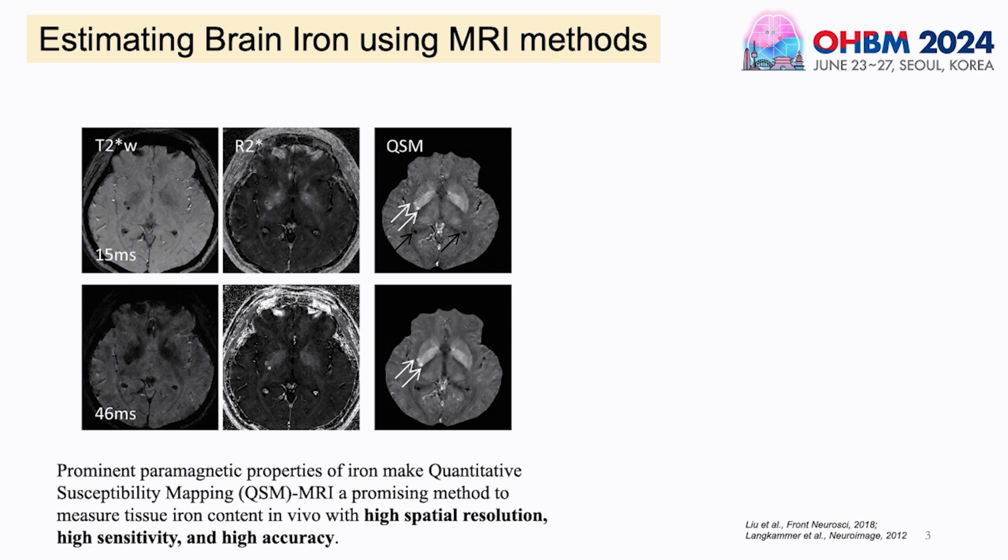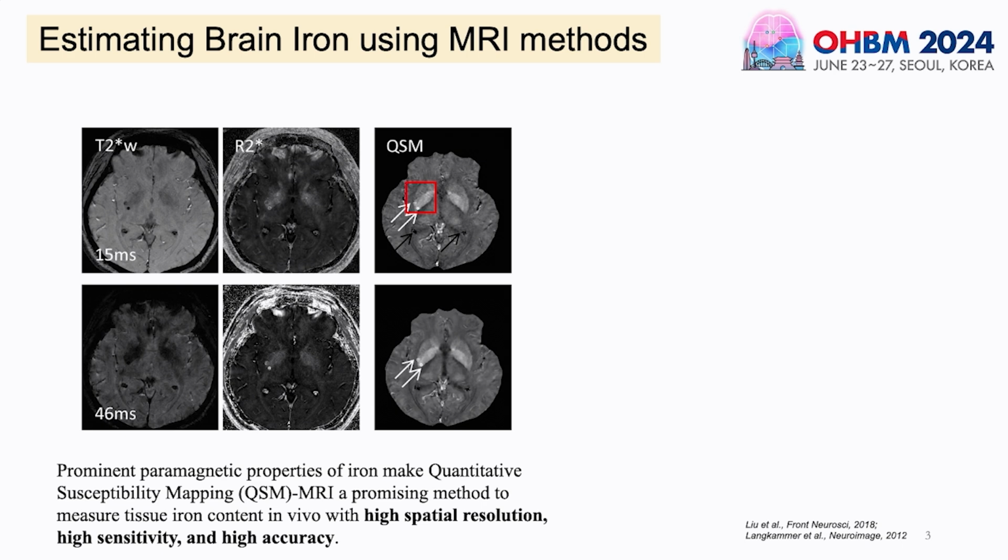So how do we measure brain iron? MRI methods such as R2* and quantitative susceptibility mapping, QSM, are widely used to quantify iron content. The QSM approach, because of its high spatial resolution, high sensitivity and high accuracy, is able to measure tissue iron content based on phase images. Just as shown in the figure, the basal ganglia are really quite bright on the QSM images.